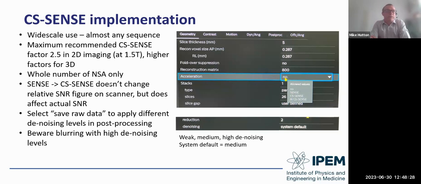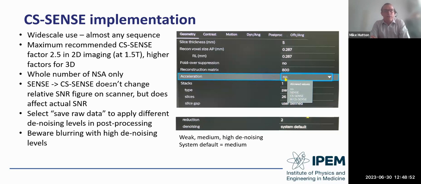One of the important things to note with CS sense: if you select CS sense after having sense on your image and you make use of the relative SNR that's displayed on the scanner, that figure won't change, but that doesn't mean the SNR in the image isn't changing. So particularly when you're using high denoising factors, the SNR should be significantly improved with CS sense.